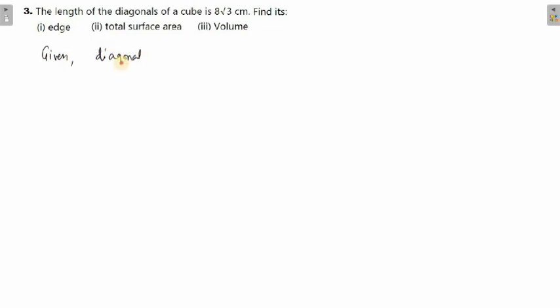Okay, so the diagonal is given to be 8 root 3 centimeter. Now, the formula for the diagonal of a cube is given in the book, or in the hint also. So diagonal will be equal to a root 3. If you want to make a note of it, that will be better. So the diagonal formula for a cube is a root 3.